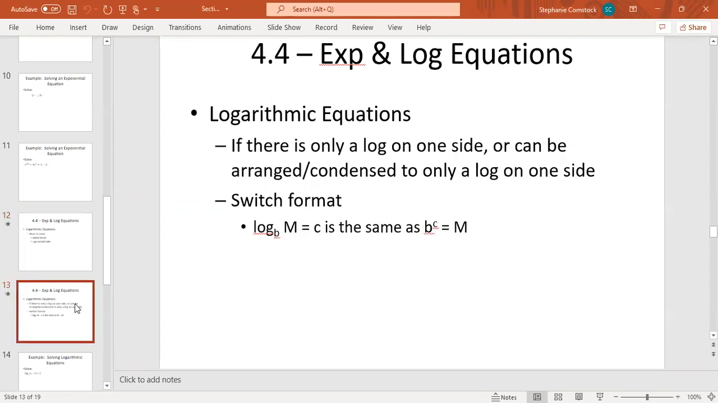Now, the preference for what we're looking for here is, when we're doing the switch format, if there is a log on one side, or you can condense it to only have a log on one side, then we're going to do this switch format.